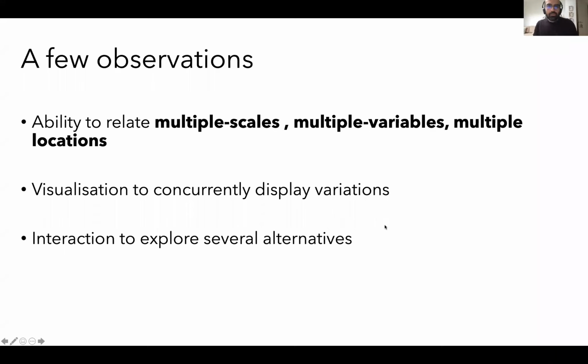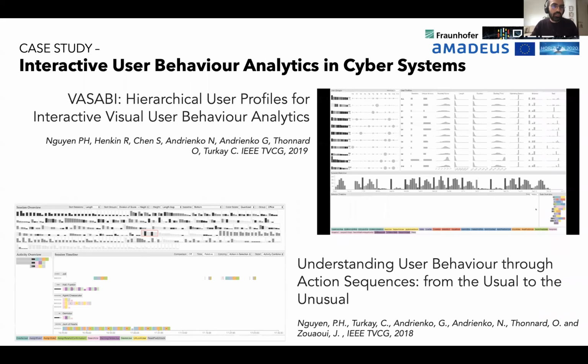A few observations from this: through these interactive representations, we are able to relate multiple scales to each other, and we are able to see multiple variables and multiple locations. Visualizations enable us to see these different variations concurrently, and interaction brings out the exploratory capabilities to look at several alternatives at the same time.